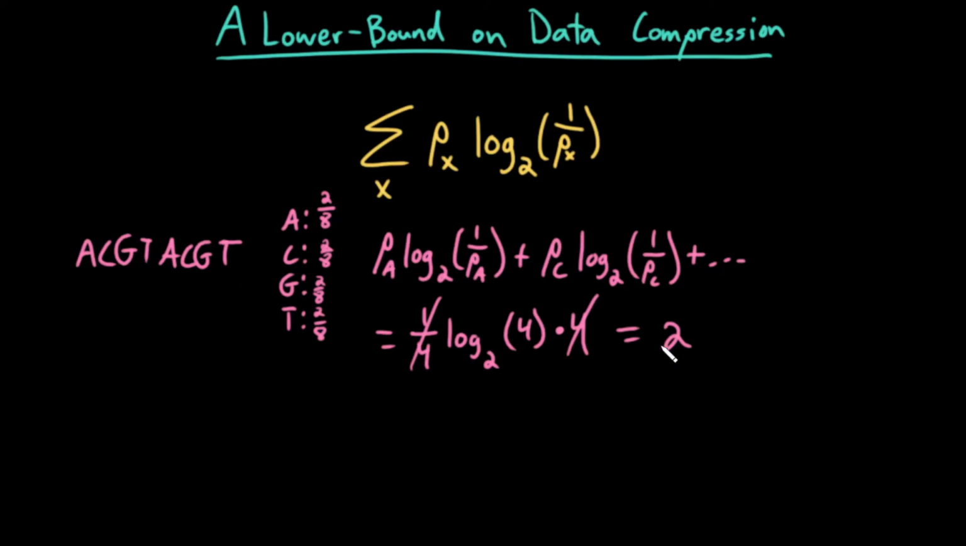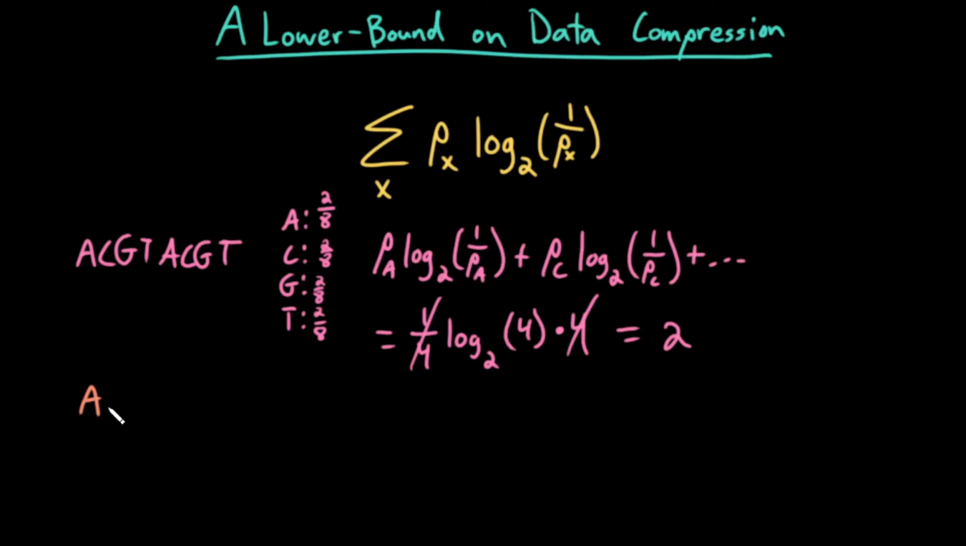So if you think about it, this makes sense. We already talked about in a 2-bit representation, I can represent the DNA alphabet using 2 bits. So if the frequencies are equal and I want to use the same number of bits per character, it'll be 2 bits per character. Let's think of another example.